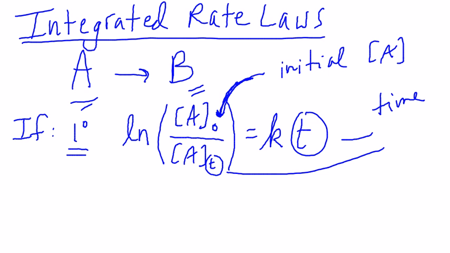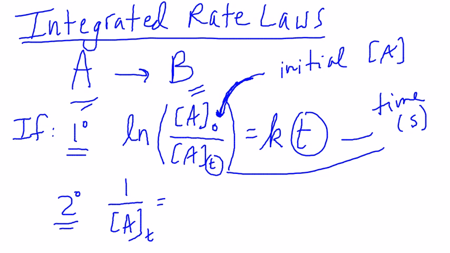Let's say you want to know how much of A remains after 2 minutes. Usually it's expressed in seconds, so you would use your information, plug and chug, at a time of 120 seconds. If, for example, you have a second order rate law, then you would use 1 over the concentration of A at time t, minus 1 over A naught, the initial concentration of A, is equal to kt.